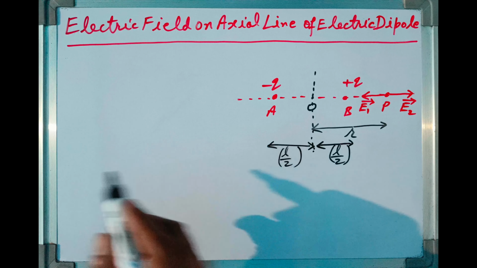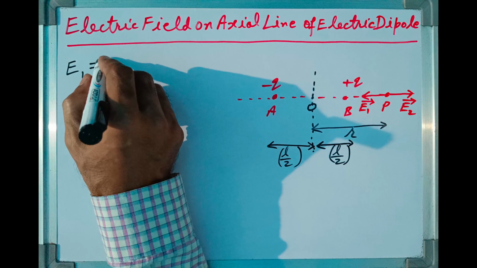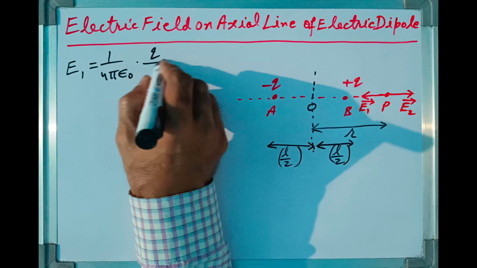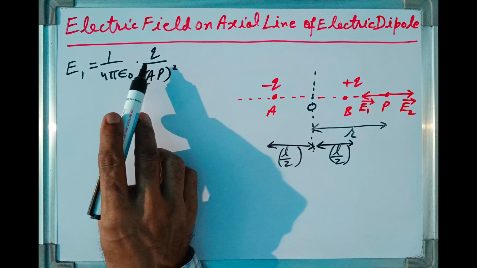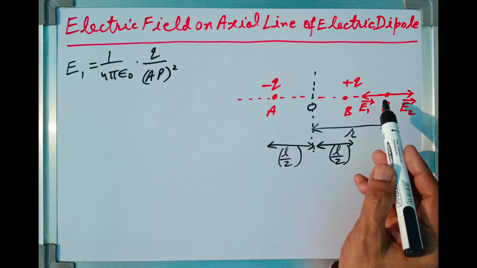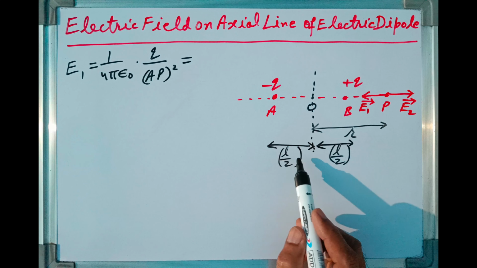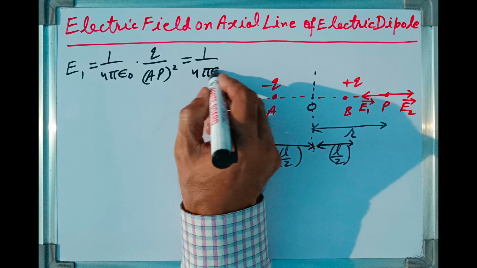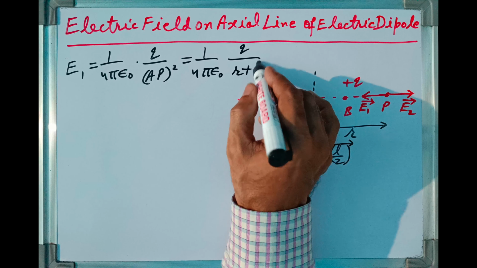Now let's calculate electric field E1. The magnitude of E1 can be written as 1 upon 4 pi epsilon naught Q divided by AP square: the magnitude of the source charge divided by the square of the distance between the source charge and the point of observation. Now what is AP? It is L by 2 plus r. So I can write 1 upon 4 pi epsilon naught Q divided by r plus L by 2 whole square.